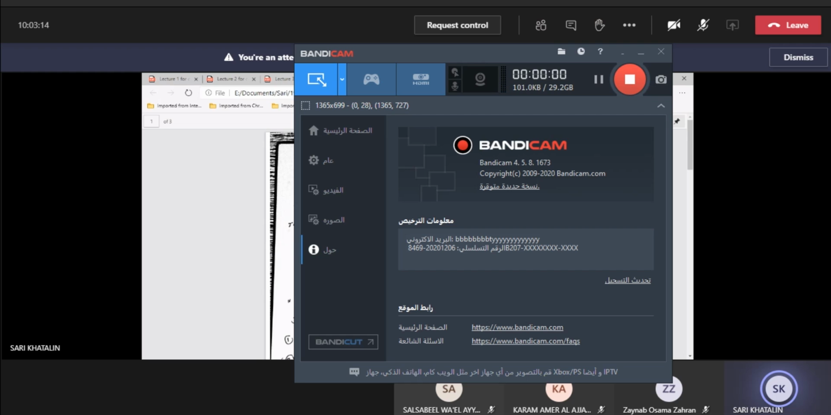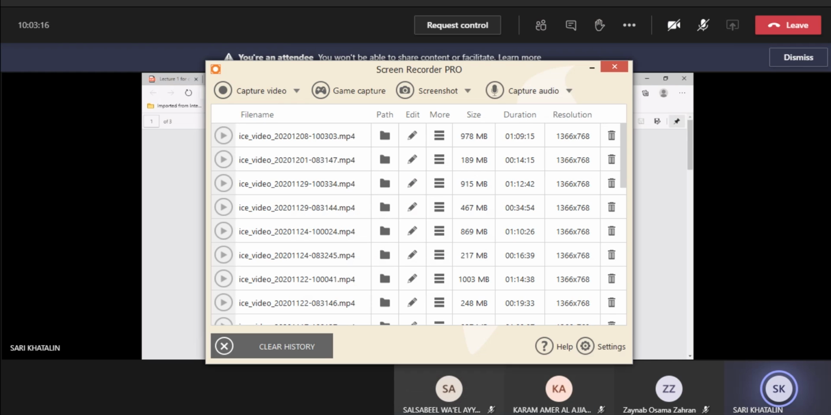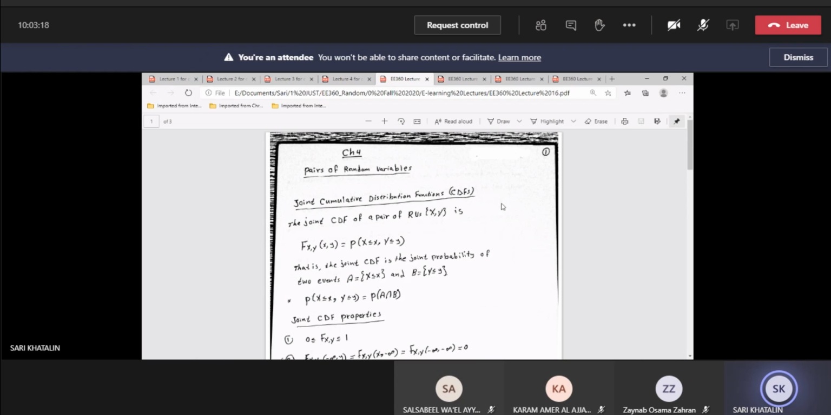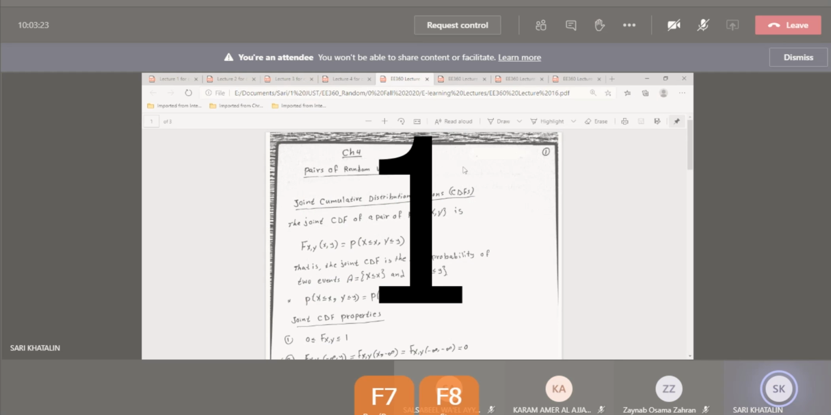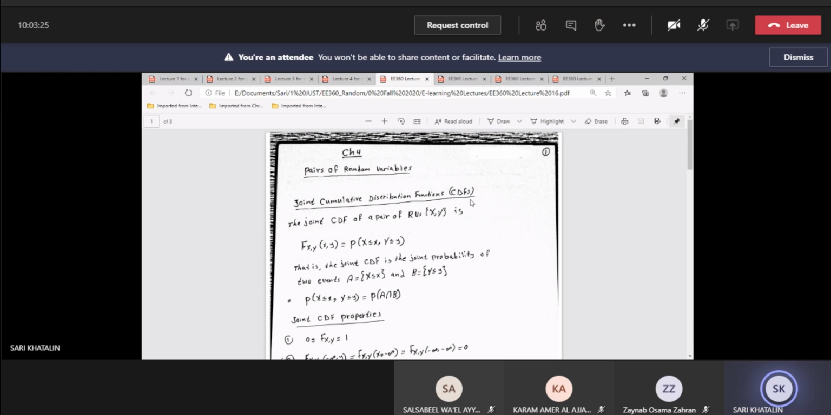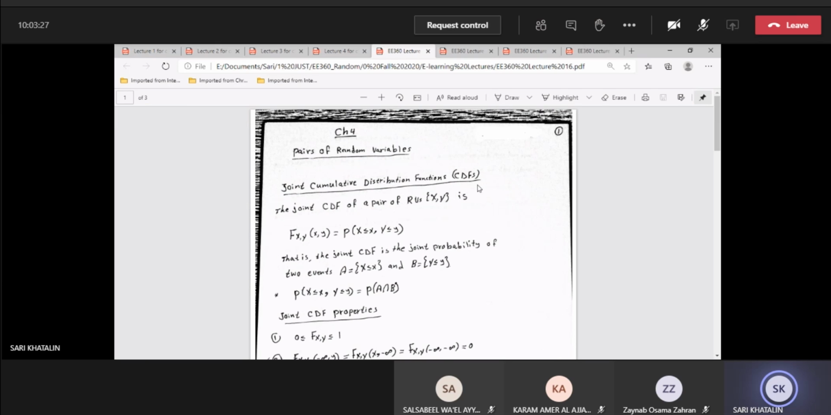Like that, the same thing in chapter 4, we're going to do, but in terms of two random variables, a pair of random variables. As you can see on the screen here, we're going to begin with joint CDFs.